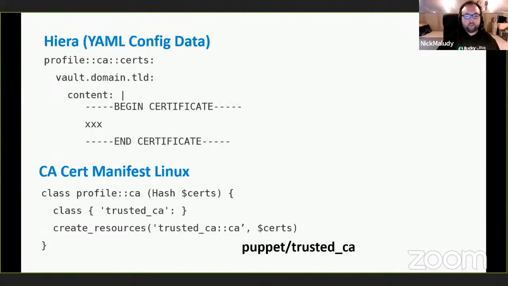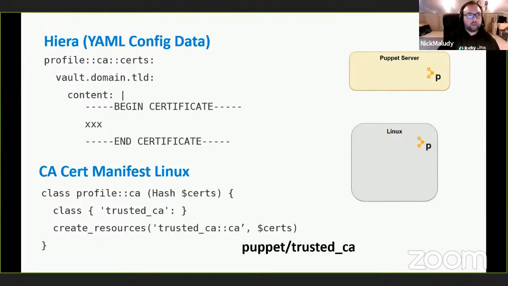Now that we have our certificates for the services deployed, we also need to deploy the CA certificates so that clients can trust the servers that they're communicating with. In this case, we're going to show you how it works on Linux, and then the next slide we'll show you how it works on Windows. On Linux, it's pretty easy.